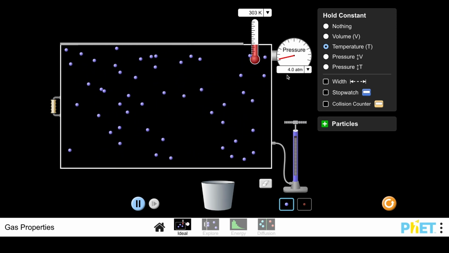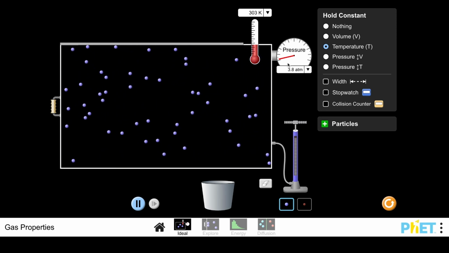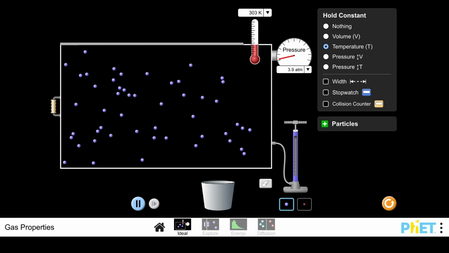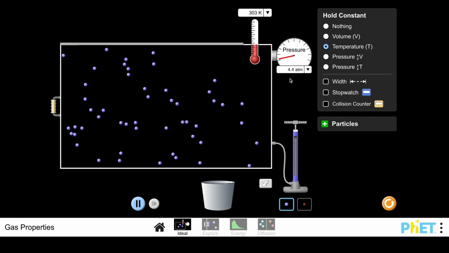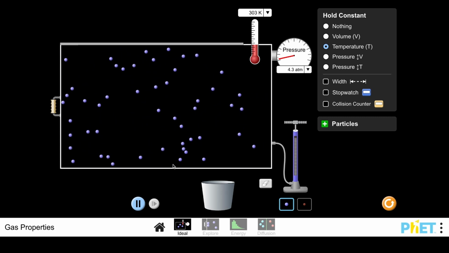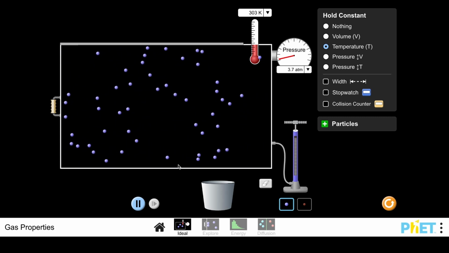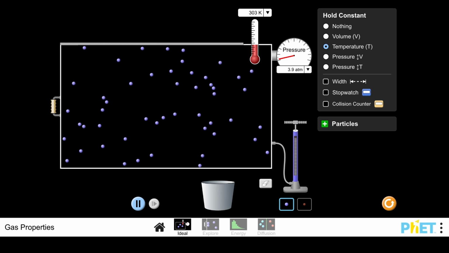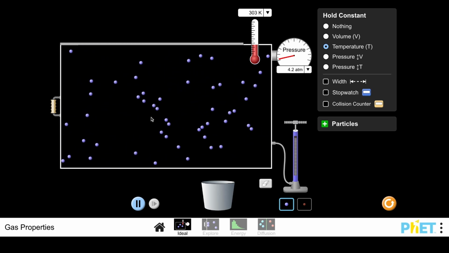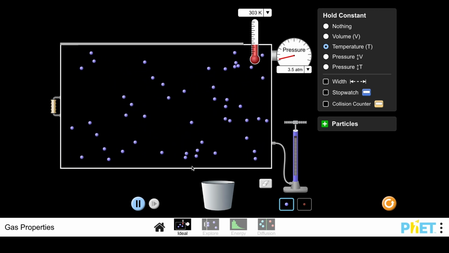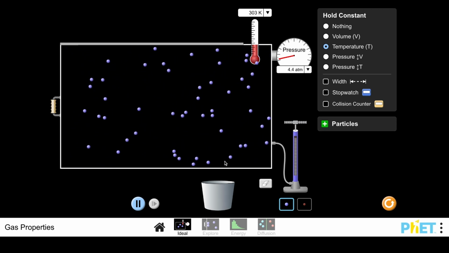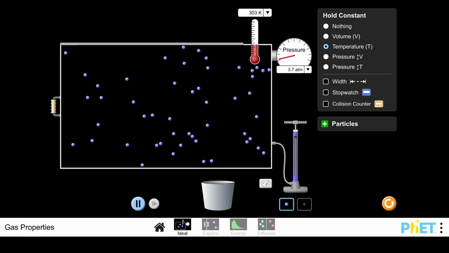Whoa. Somehow, the pressure got smaller. So the amount of pressure the gas particles are exerting is smaller. But why? The particles are traveling at the same speed. So why would the pressure be lower?